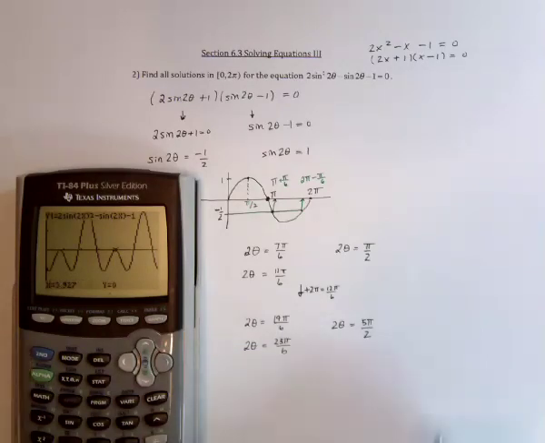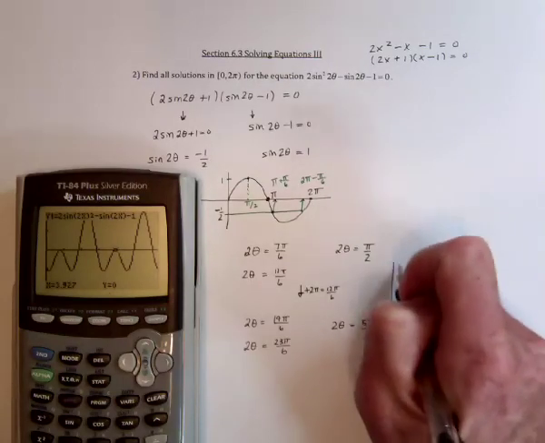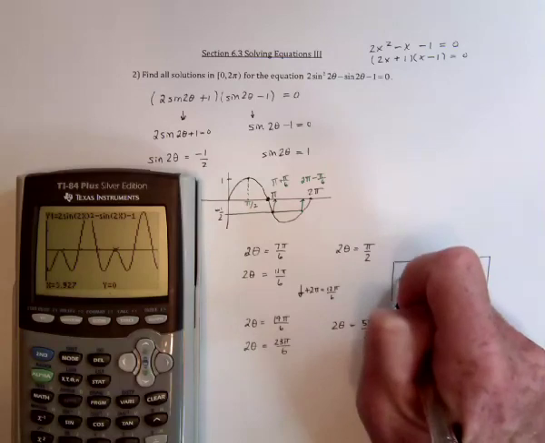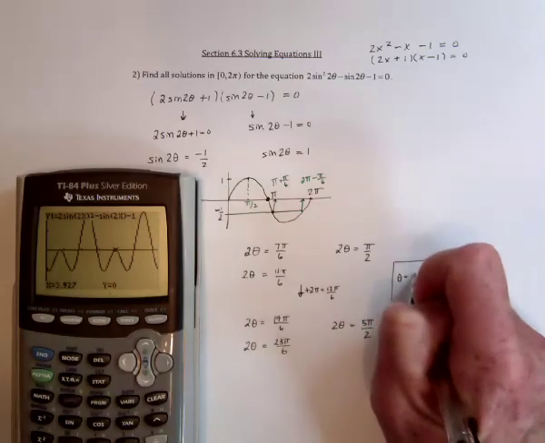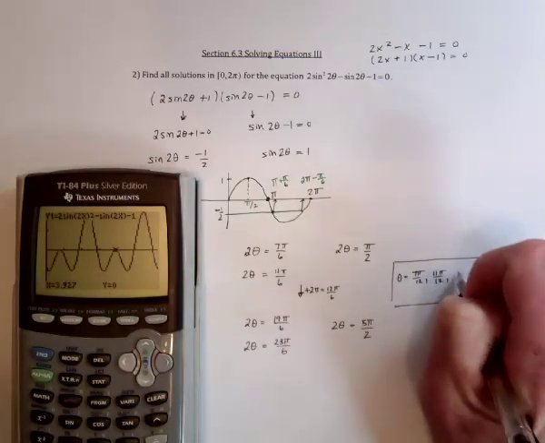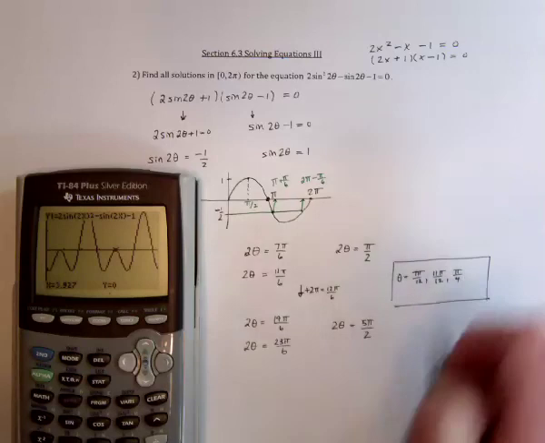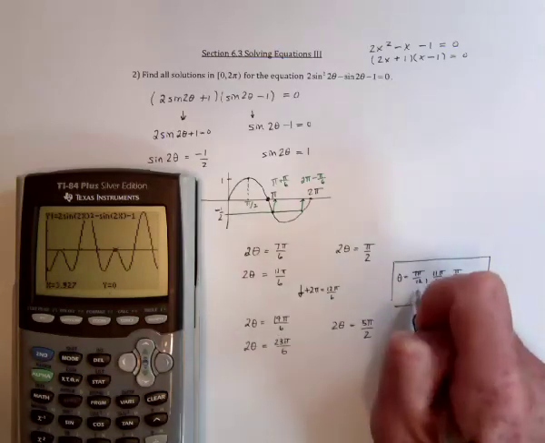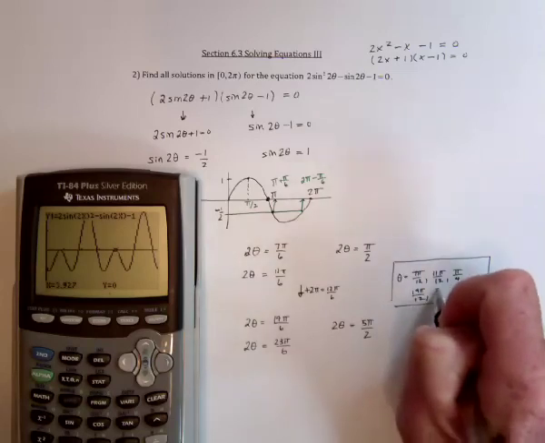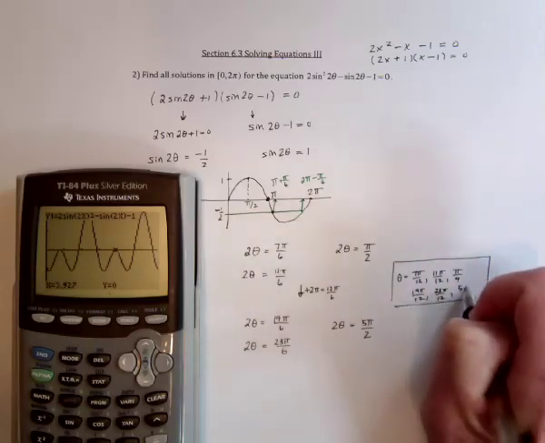Okay. So finally, the solutions are that theta equals 7 pi over 12, 11 pi over 12, pi over 4. Divide them all by 2. 19 pi over 12, 23 pi over 12, and 5 pi over 4.